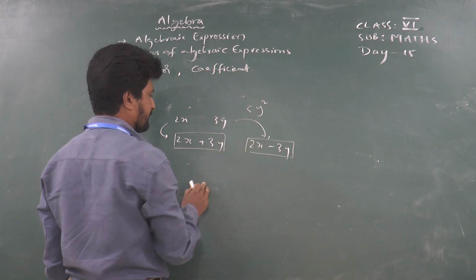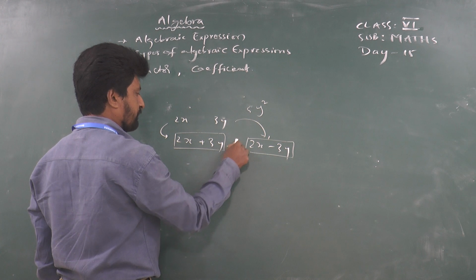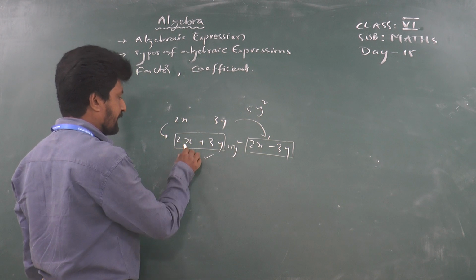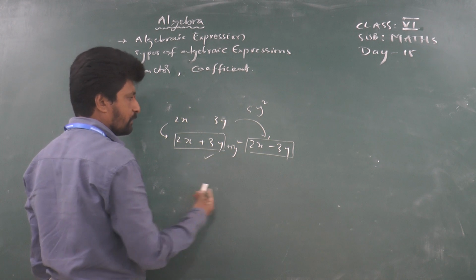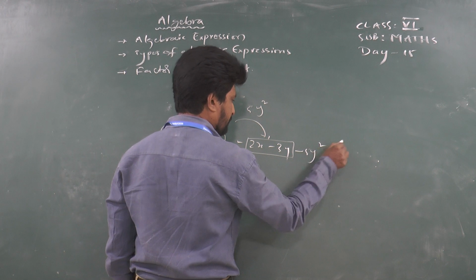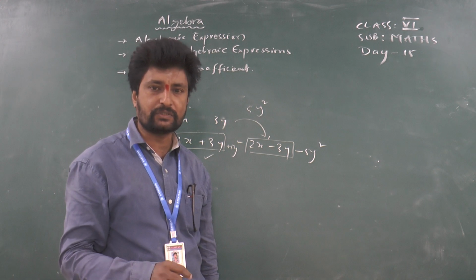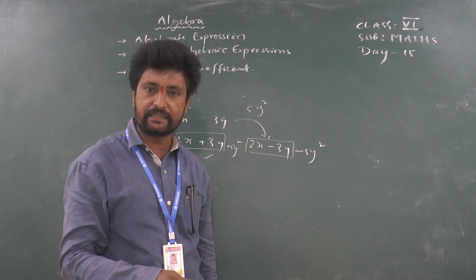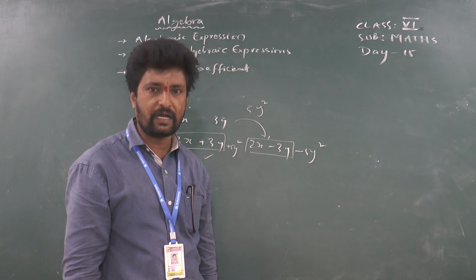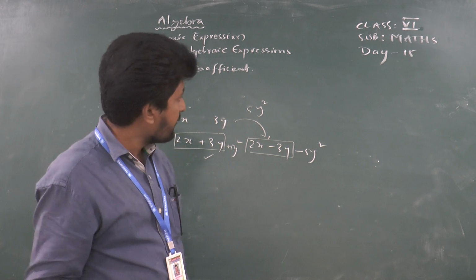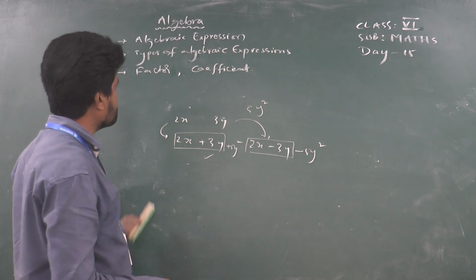Another term also we can take. Suppose we take 5y square. Suppose here plus 5y square. This is also an algebraic expression. It consists of how many terms? Three terms. Similarly here also minus 5y square. This is also an algebraic expression. That means a combination of terms, combined by using the operations addition or subtraction, are called algebraic expressions.